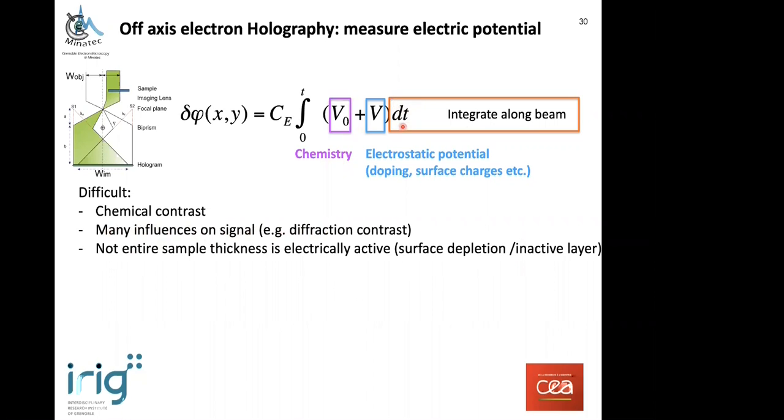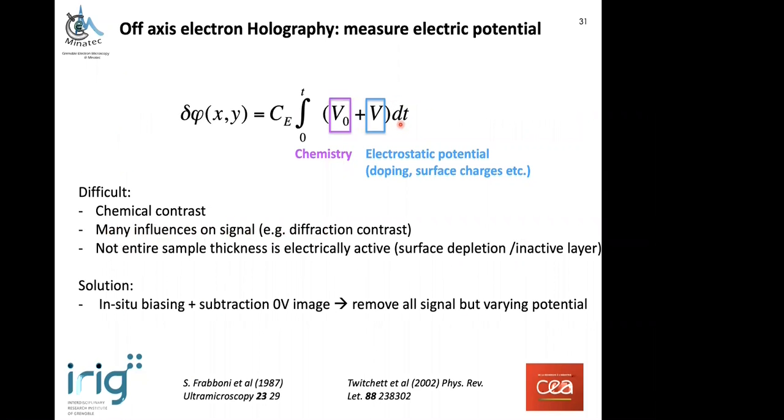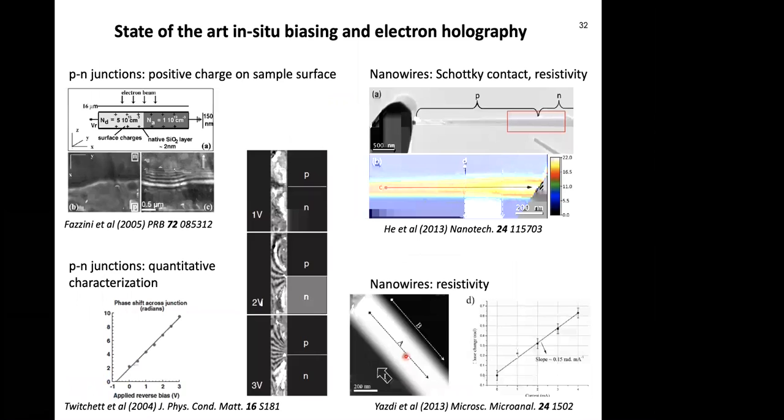So this should be the electrically active thickness, but we don't know if the whole thickness is electrically active. A solution to this problem is to use in-situ biasing, because then we can subtract some reference image, typically a zero bias image, to remove all signal but the varying electrostatic potential. And this has been realized in the literature a very long time ago. And well, we're still working on it because it's still interesting. So here are some of the key papers, I think, of in-situ biasing and holography.